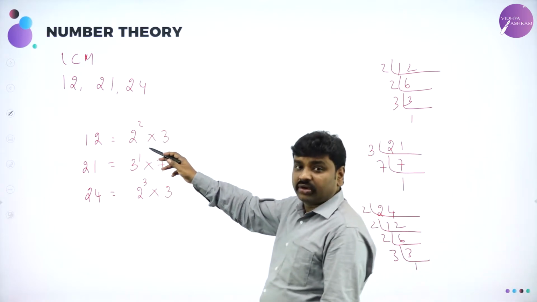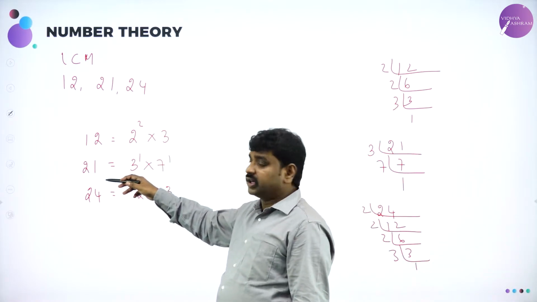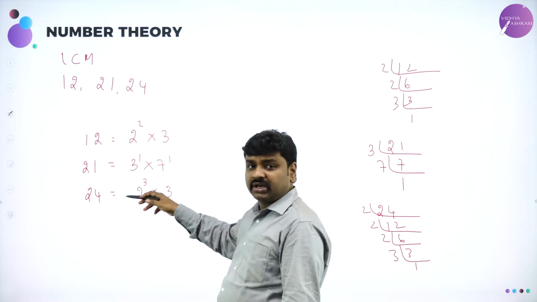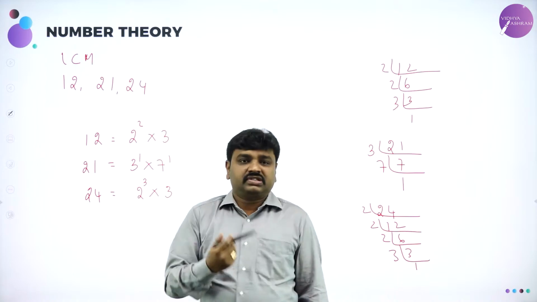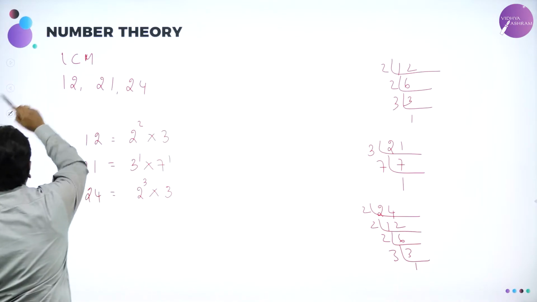So 12 I wrote as 2 square into 3, 21 I wrote as 3 power 1 into 7 power 1, and 24 I wrote as 2 cube into 3. So that's the first rule. When you refer to this, what is the rule?